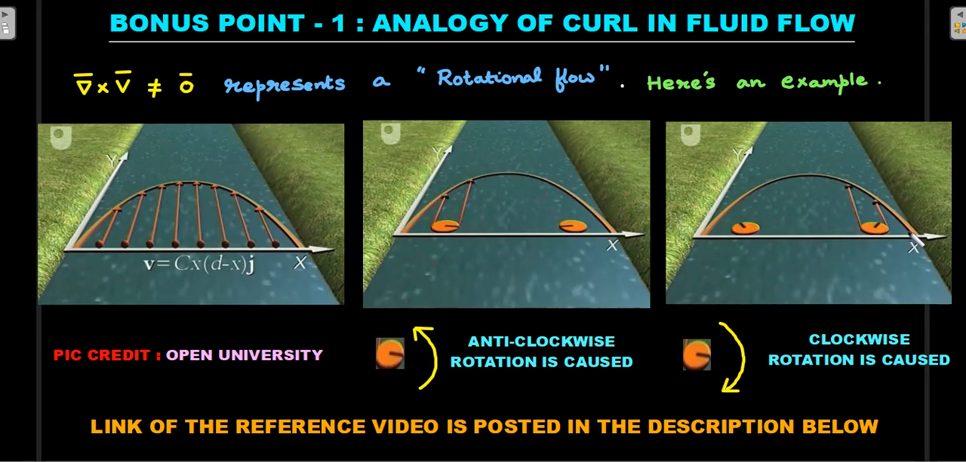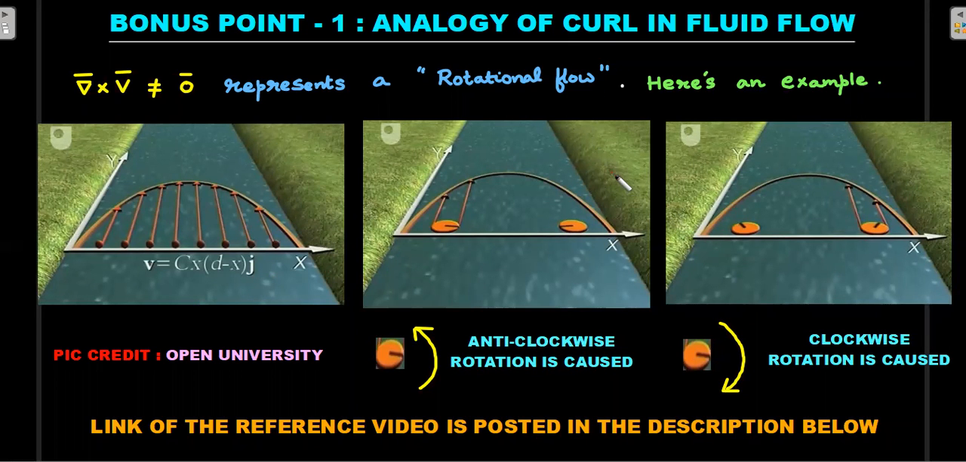Whereas simultaneously, if the disk is kept in this position, because on this side the velocities are stronger compared to this, the disk will tend to rotate in a clockwise sense. This is a very beautiful video from Open University from which I have picked up these pictures. The link to that reference video is posted in the description below, which gives you a nice insight into the idea of the curl being non-zero in fluid flow. That's how the English word for the operator comes into the picture.